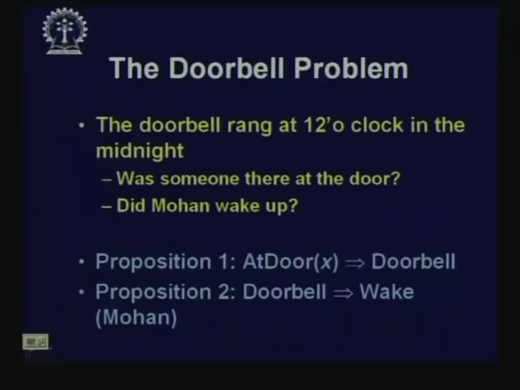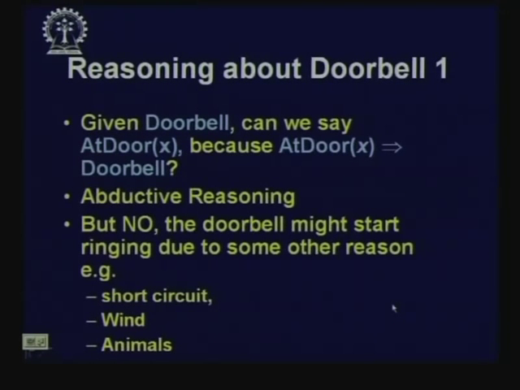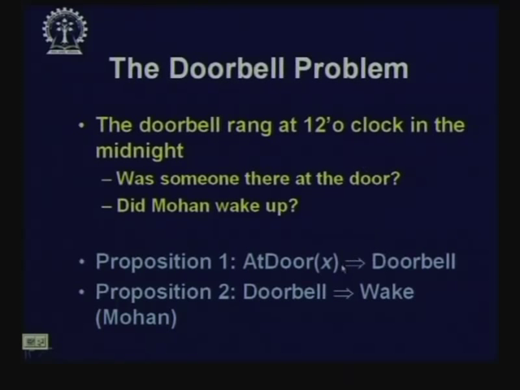Now, if we place the propositions in the logic form that we have already seen: at door X, that means if someone is at the door, then he rings the doorbell. And there is another proposition, if there is a doorbell, then that wakes up Mohan. So these are the two propositions: if someone is at the door, then he rings the doorbell; if the doorbell rings, that wakes up Mohan. Now, the problem is, suppose the doorbell rang. We know that by the first proposition, at door X implies doorbell.